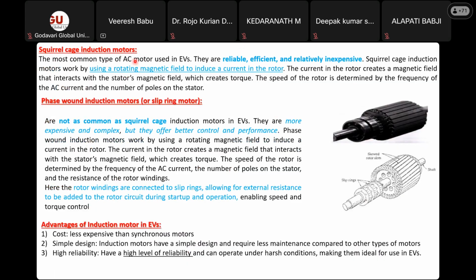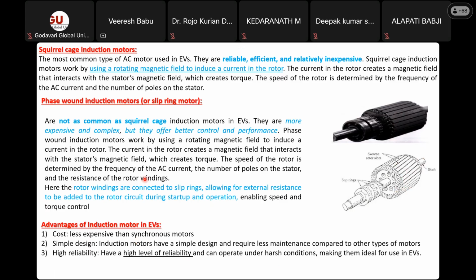The most common type of AC motor used in EVs is the squirrel cage induction motor. They are reliable, efficient, and relatively inexpensive. Squirrel cage induction motors work by using a rotating magnetic field to induce a current in the rotor. You can check this diagram related to it.